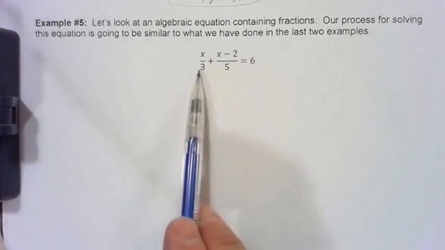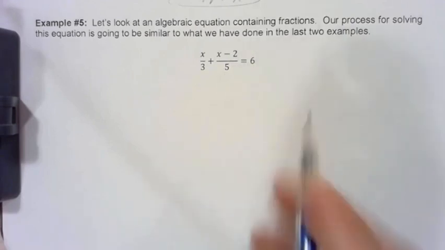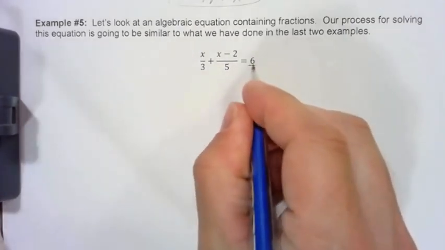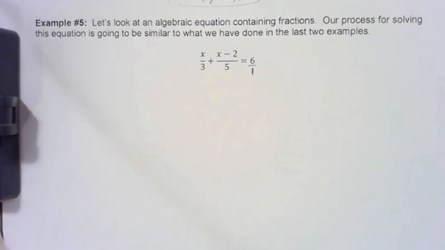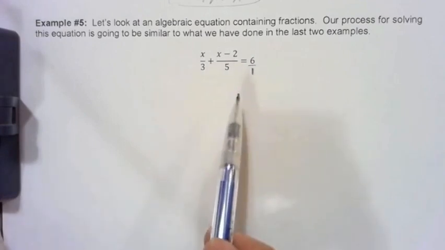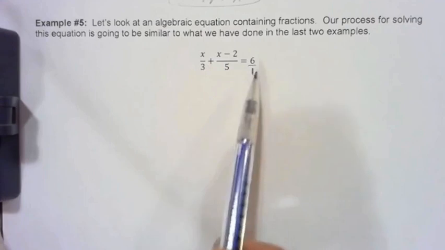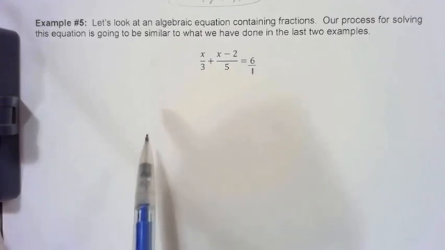I have x divided by 3 plus x minus 2 divided by 5 equals 6. And remember that 6 is the same as 6 over 1. All right, so if I want to get rid of my fractions, I need to clear my denominators. My denominators are 3, 5, and 1. So I have to ask myself, what's the least common multiple of 3, 5, and 1? Well, that number would actually be 15.